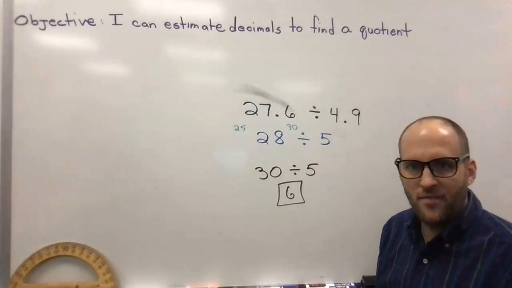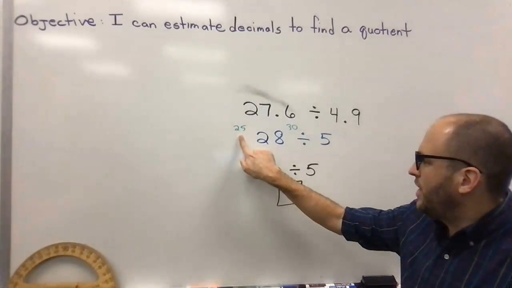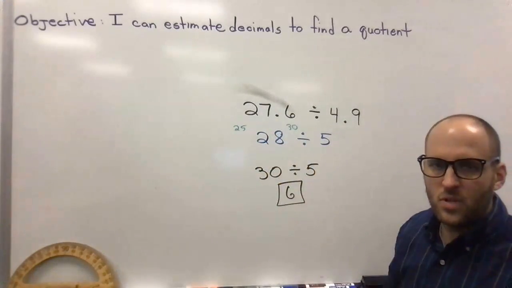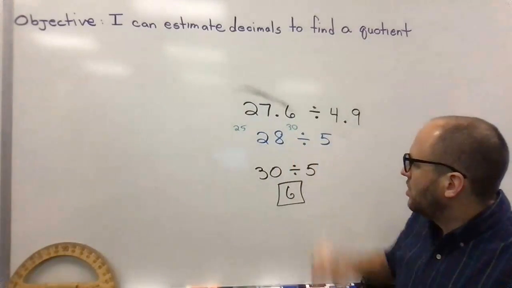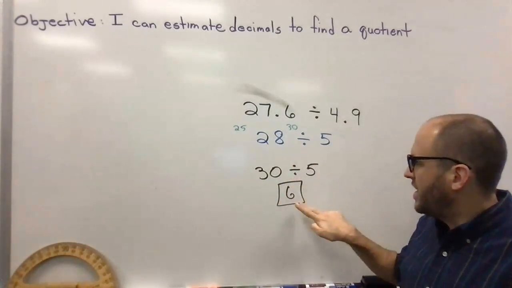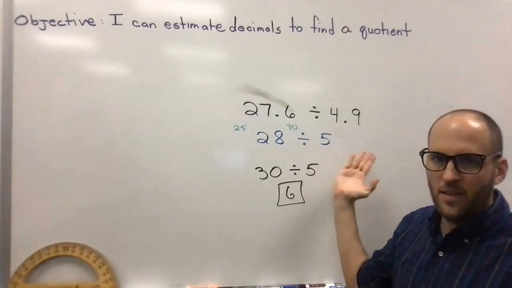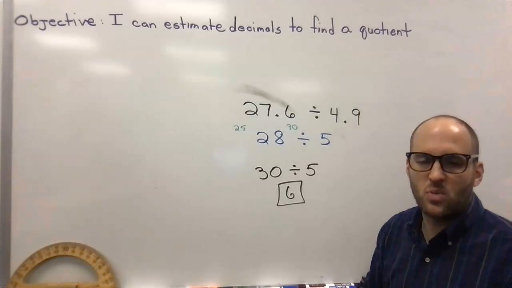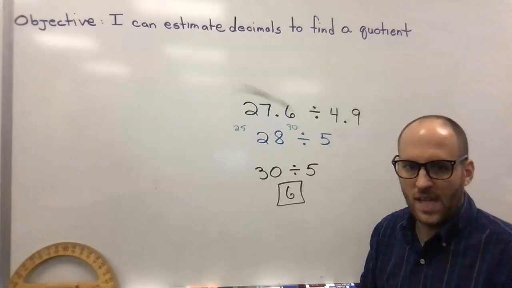When I skip count by 5s, 5 times 5 is 25, and 6 times 5 is 30. The number 28 falls in between them. 28 is closer to 30, so that's the number I'm going to pick. 30 divided by 5 is 6. If you did 25 divided by 5 and got 5, still an estimate, but not the best one we could have chosen. Hopefully that makes sense to you.